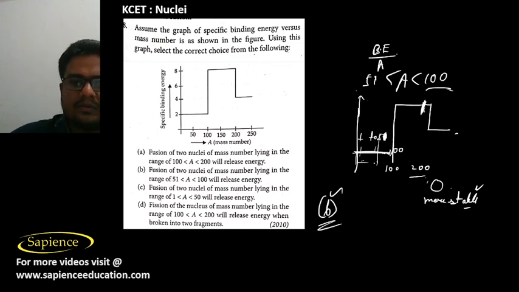And if I take nuclei from 1 to 50 and they get fused, the nucleus formed will also lie in the range from 51 to 100 only. So its stability is the same as that of 1 to 50, so it will not release any energy. So from 51 to 100, if we choose any two nuclei, they will fuse and release energy.